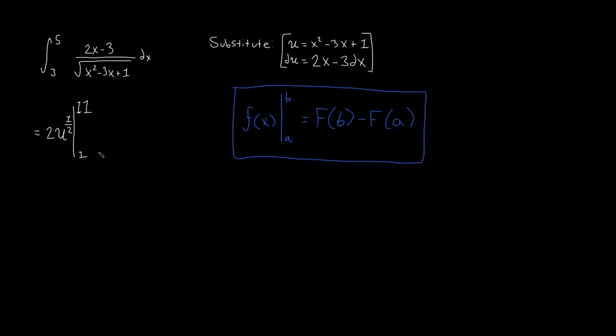So let's work through this, and then hopefully this will be a little bit more clear. 1 here is going to equal a, and 11 is going to equal b. So to properly apply this, we need to plug in what we have for b into the function. So 2 times 11 raised to the 1/2 power. Then we need to subtract whatever we get when we plug in a into the function. So 2 times 1 raised to the 1/2 power.